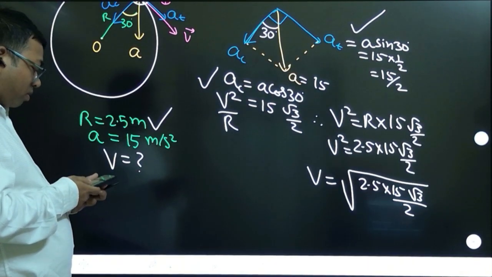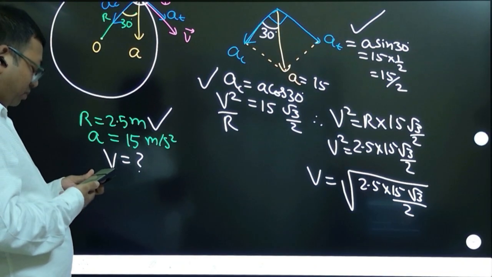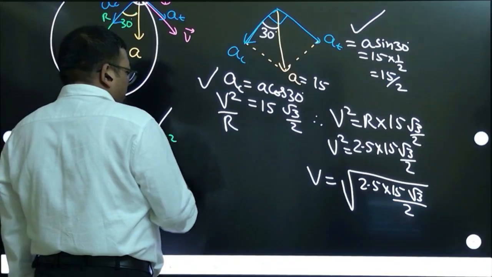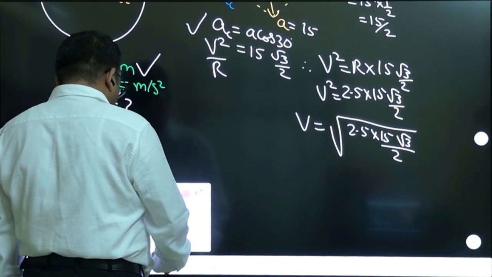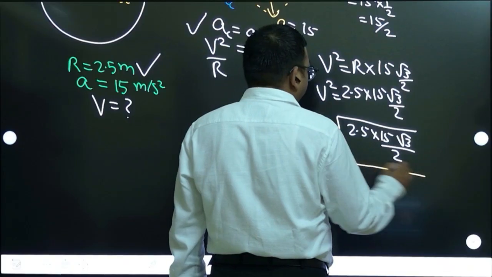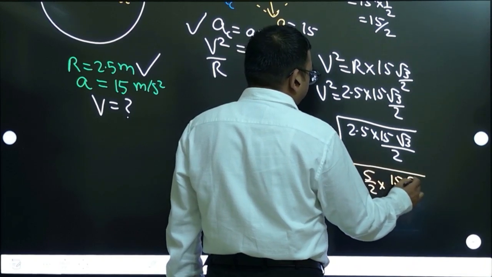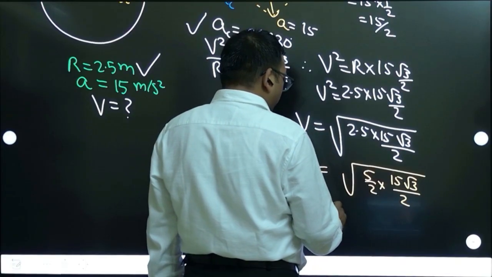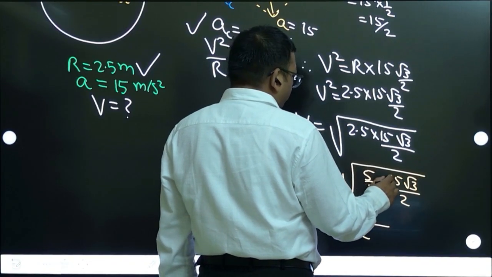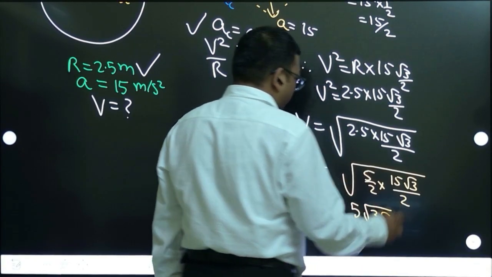So what are the possible answers? 5.7, 6.25. Okay. So how do we solve this now? This is only calculation now. Approximately, let us try to do some approximate calculation. So this I can write as 5 by 2, that is 2.5, into 15 root 3 by 2. Now this 2 I will take outside, and 15 into 5 is 75. In that 25, I will take 5 also out. So I will get 3 root 3 inside. Right.